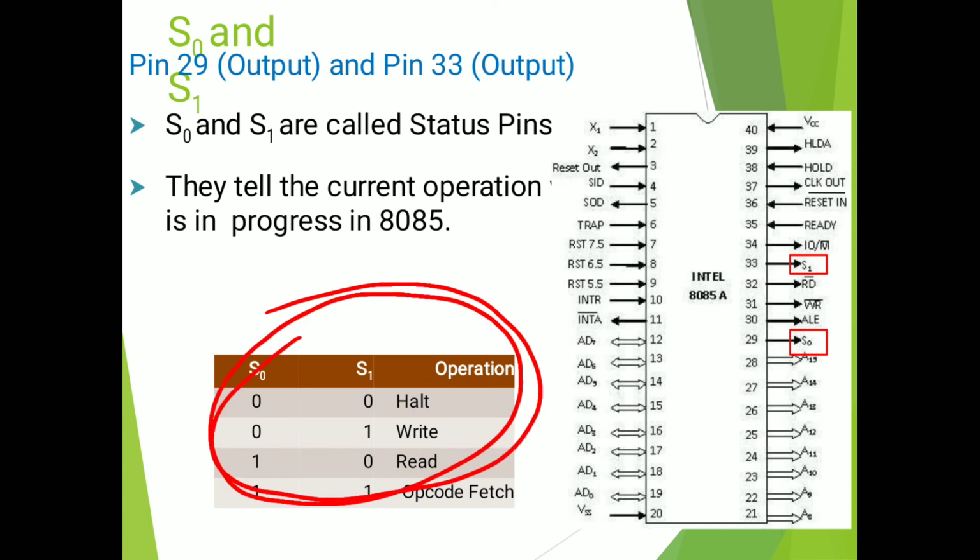Operation of the microprocessor: if S0 S1 is 0 0, then there is a halt operation. If S0 S1 is 0 1, then there is a write operation. If S0 S1 is 1 0, then read operation. If S0 and S1 both are 1 1, then a fetch operation is taking place.